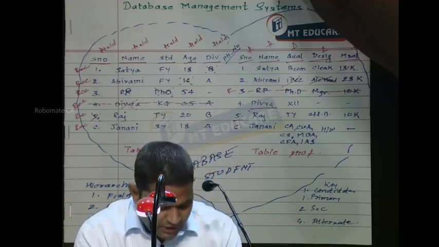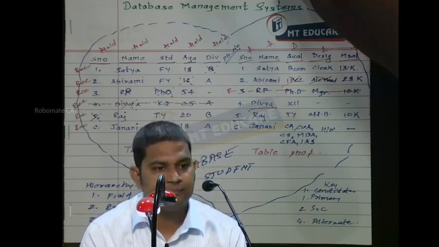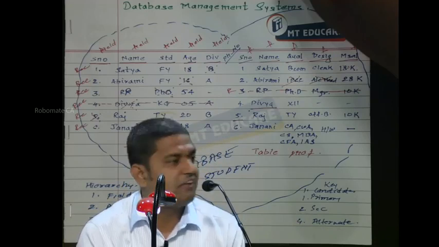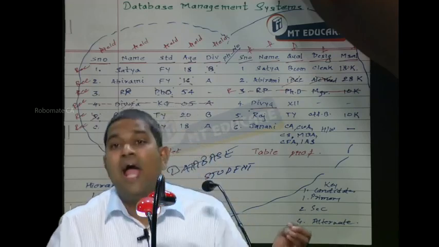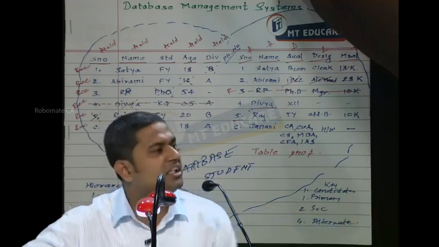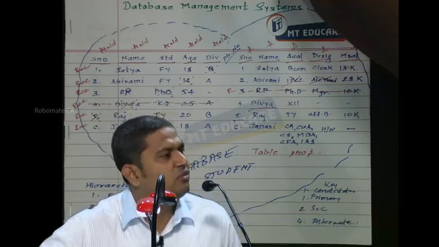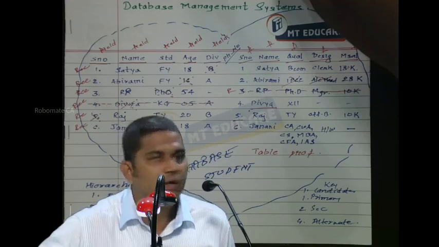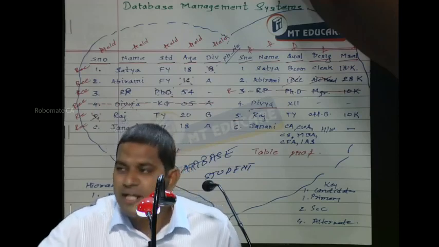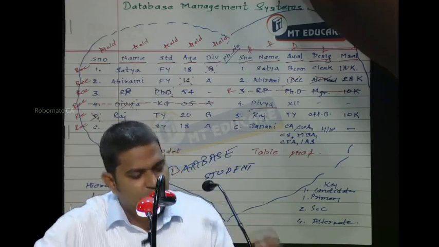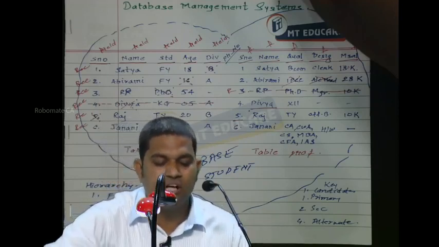Next advantage is it should be user friendly. User friendly means you should be able to handle this particular system efficiently. If this was a very complex system, then people won't use it. But a database management system is a simple software to handle. That's called as user friendly.